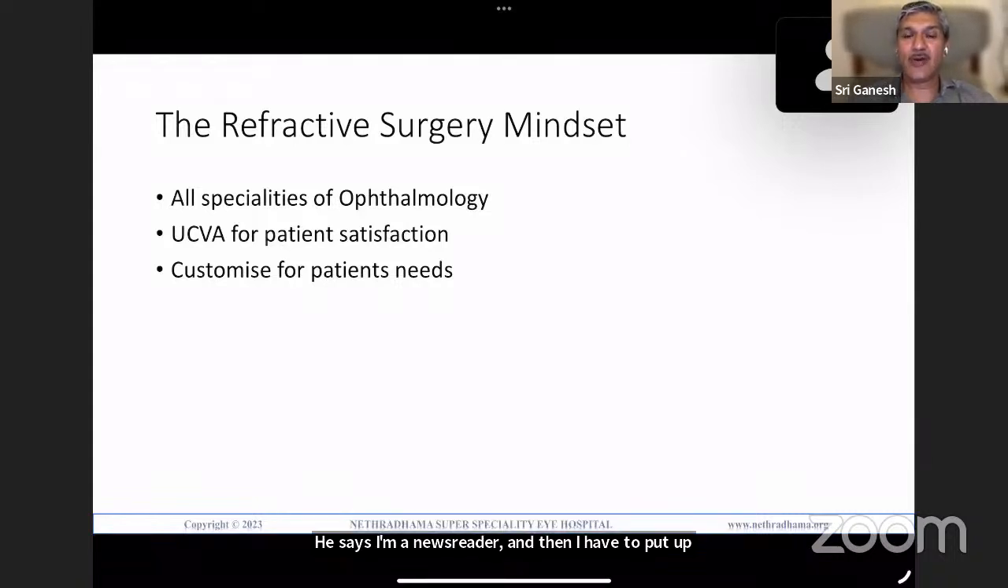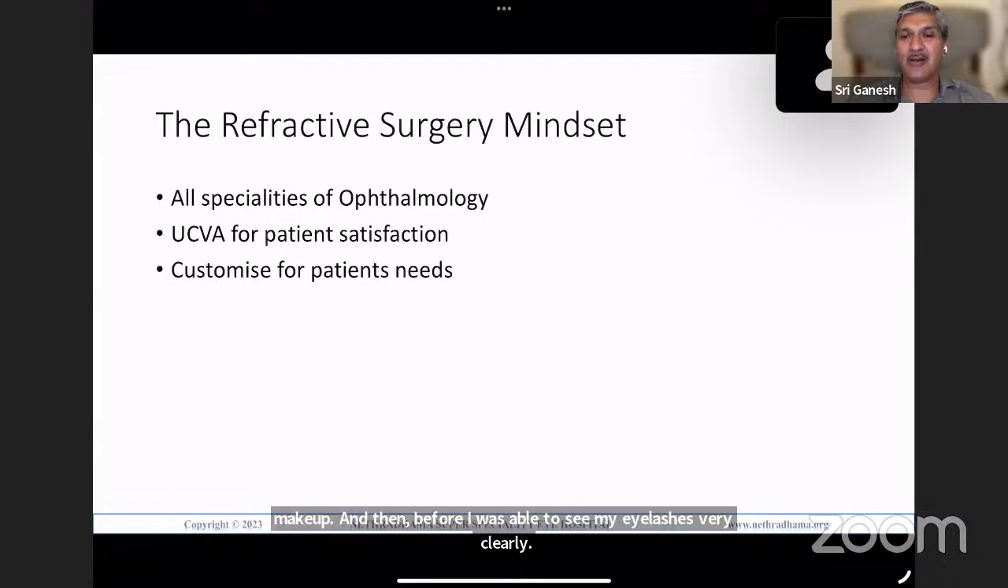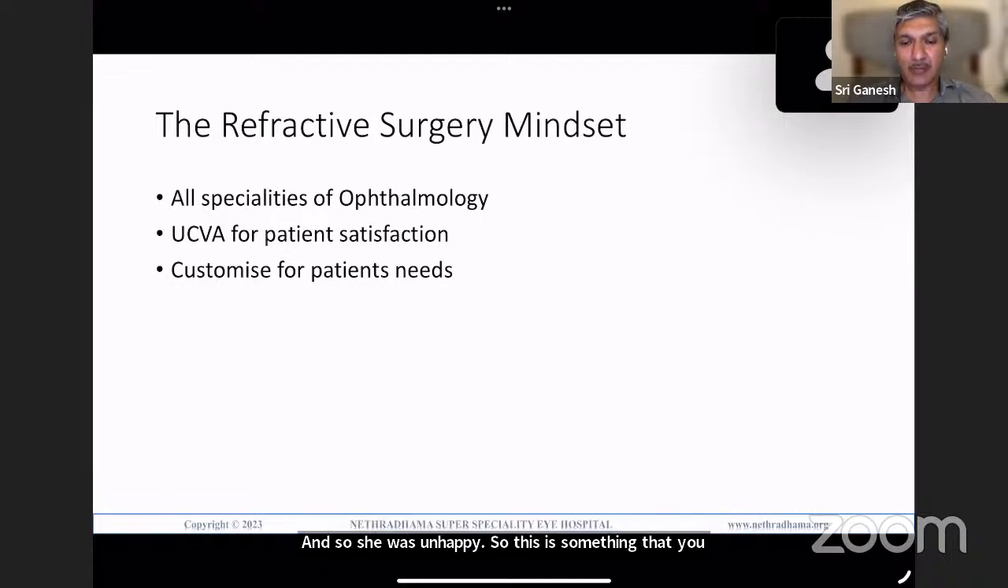And then before I was able to see my eyelashes very clearly to put the makeup and eyeliner, now I'm not able to see it. And so she was unhappy. So this is something that you need to keep in mind, that you need to customize for patients' needs.